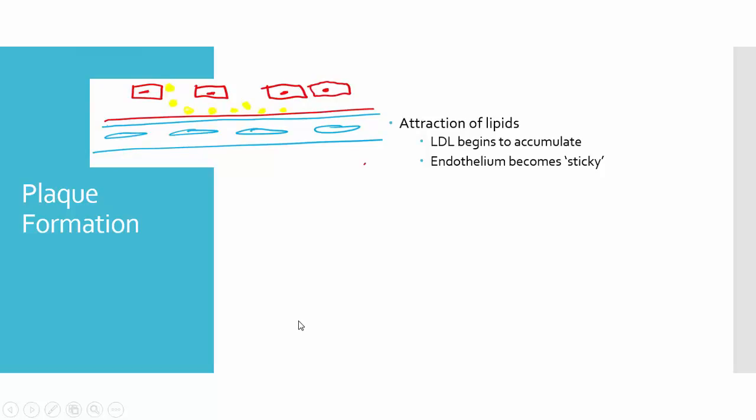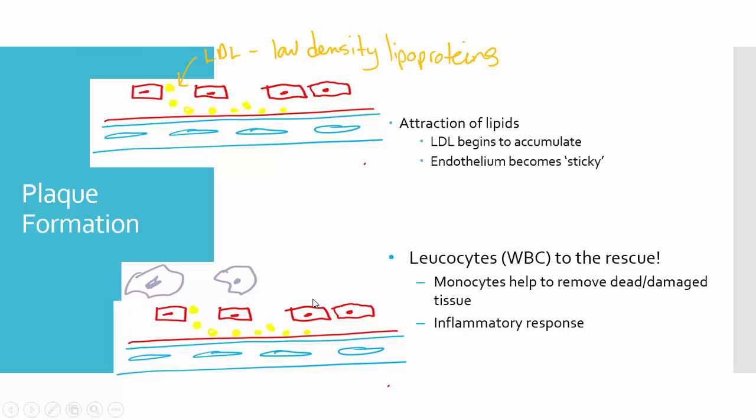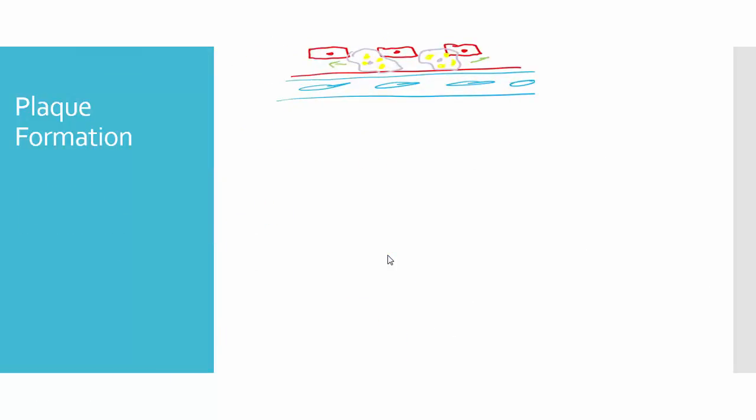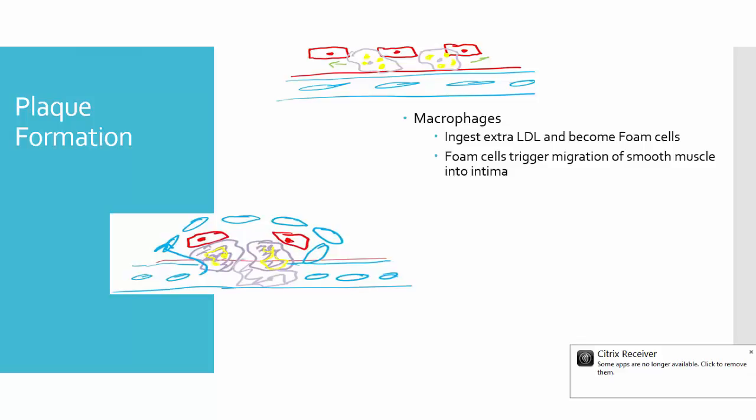First of all, the attraction of lipids happens. LDL, or low-density lipoprotein, begins to accumulate and makes the endothelium almost sticky. White blood cells, or monocytes, show up at the site to help remove the dead or damaged tissue. This is an inflammatory response. The monocytes differentiate into macrophages, which ingest the low-density lipoproteins and become foam cells. These foam cells trigger the migration of smooth muscle out into the intima.